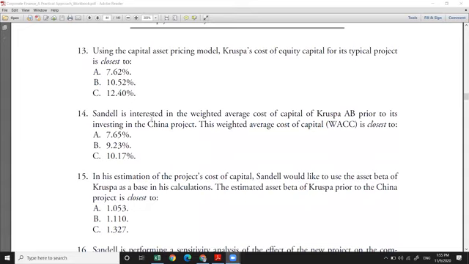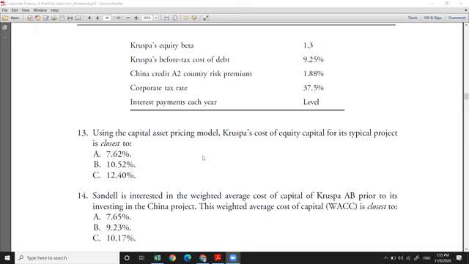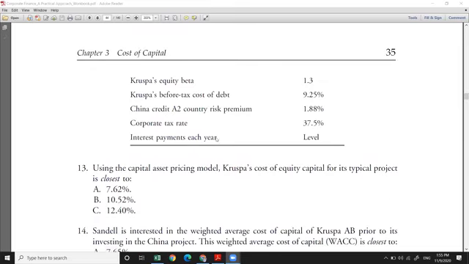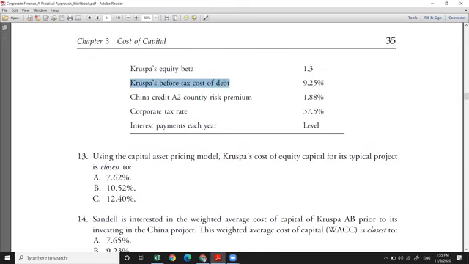Sandel is interested in the weighted average cost of capital for KRUSPA, and it's investing in the China project. So the weighted average cost of capital is closest to here. We need to calculate the cost of debt. Everything is given here, okay? You're just substituting everything into the formula.